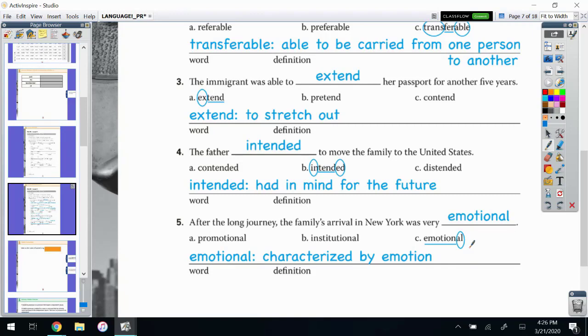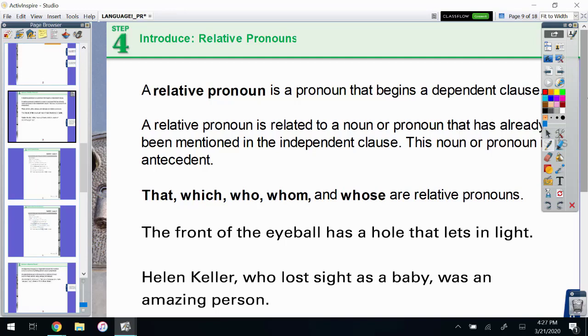-al is your suffix. Emotional means characterized by emotion. Let's start step 4, grammar and usage. Today our goal is to learn about relative pronouns and identify adjectival clauses in sentences.